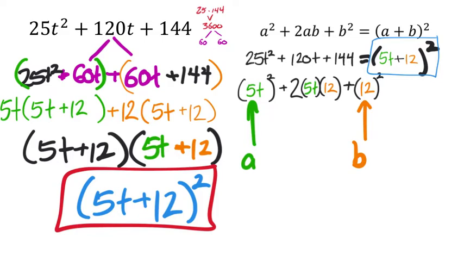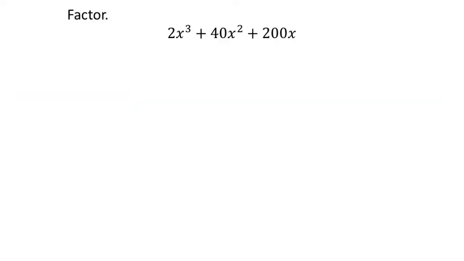But again, if it works better for you to do the factoring by grouping, then do it, because it's a valid method, it's a good method. So what can we do about something like this?